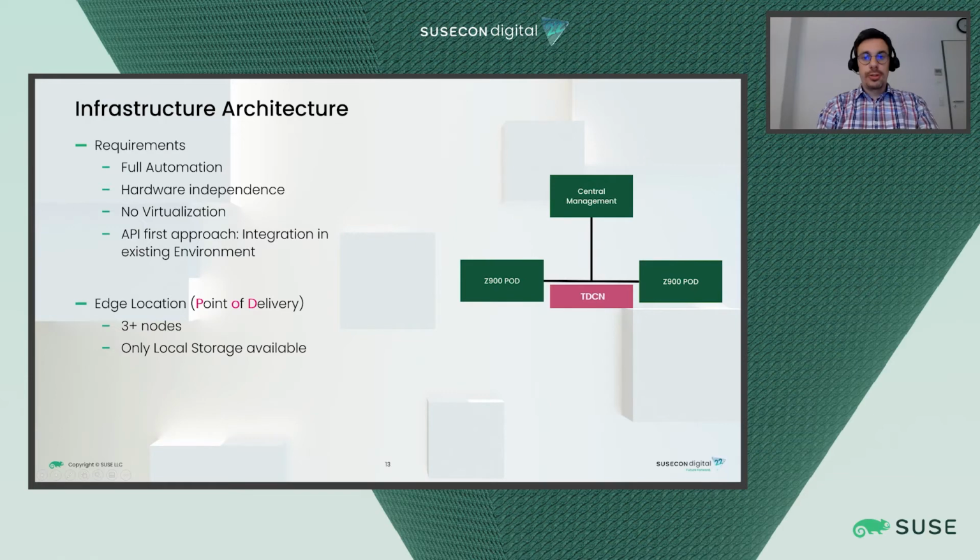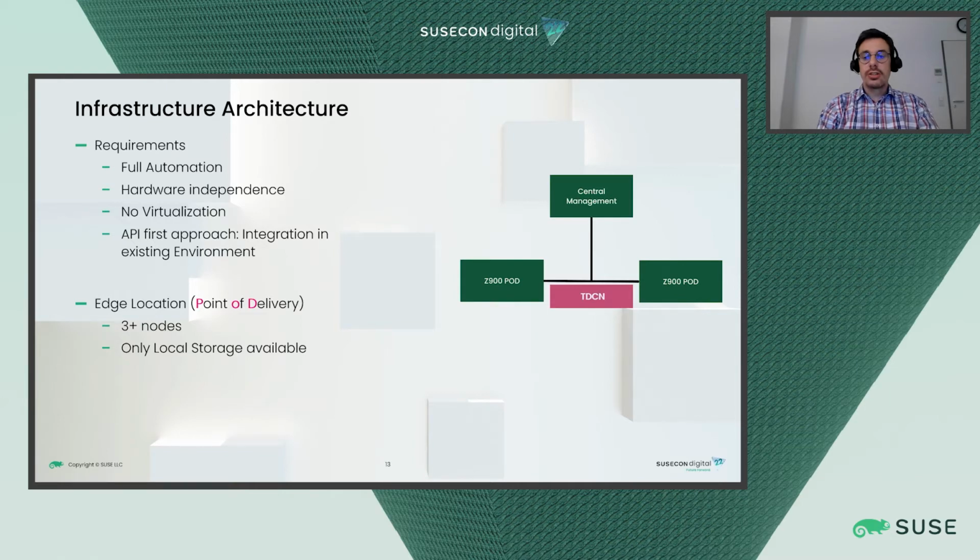The layout of the infrastructure provides that there is a central management that manages the edge locations, also called points of delivery. The infrastructure requirements were that there is a fully automated process for installing the components, that we are hardware independent and can exchange these if necessary in a later process. Thus, the requirement was also that the components must run natively on the hardware and no virtualization is allowed. The communication paths of the various components are also to run via a central API.